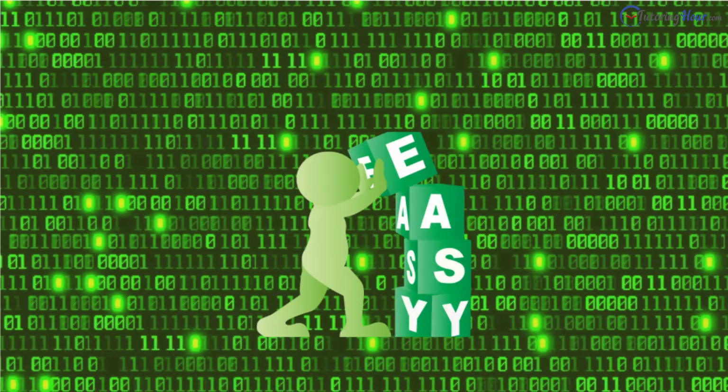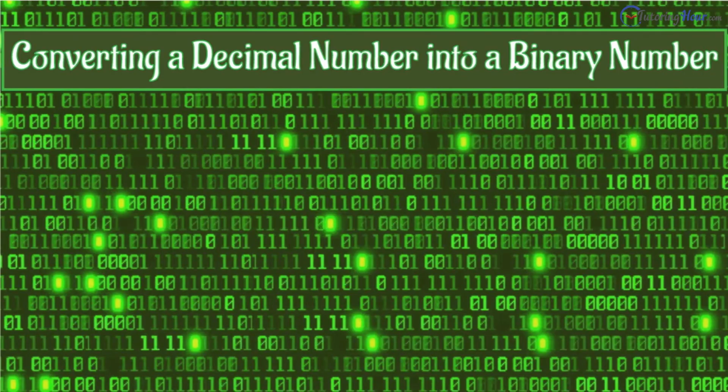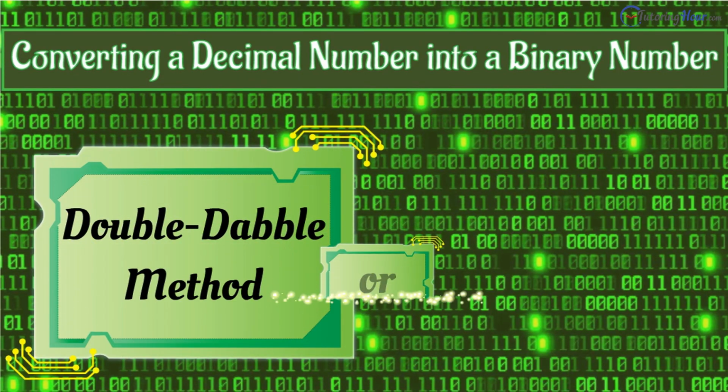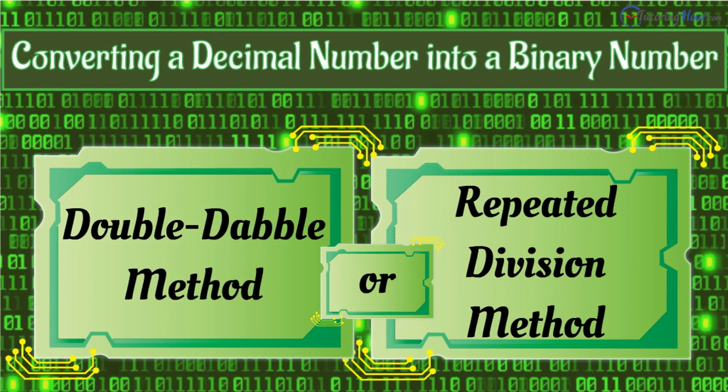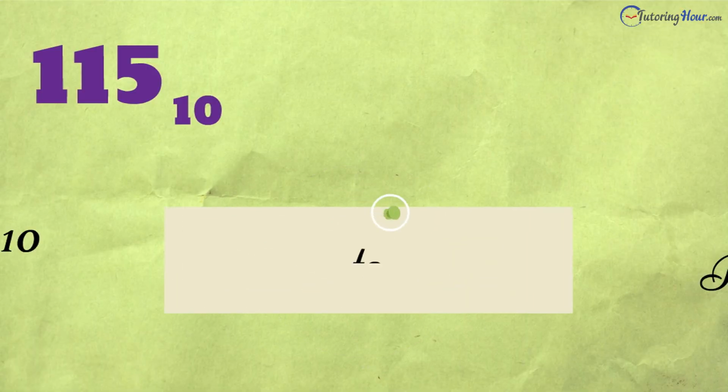Now, let me introduce you to the easiest method of converting a decimal number into a binary number, the double-dabble method, or the repeat division method. Let's take the number 115 and convert it from the base 10 to base 2.